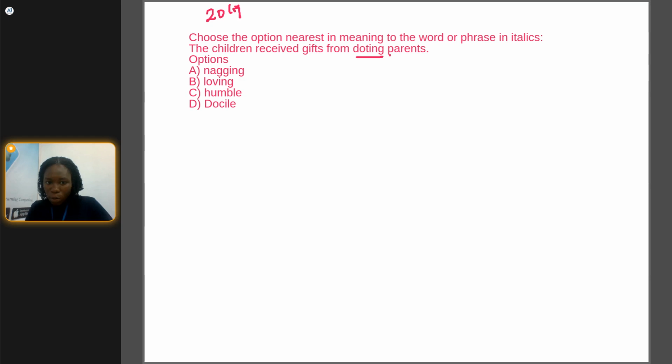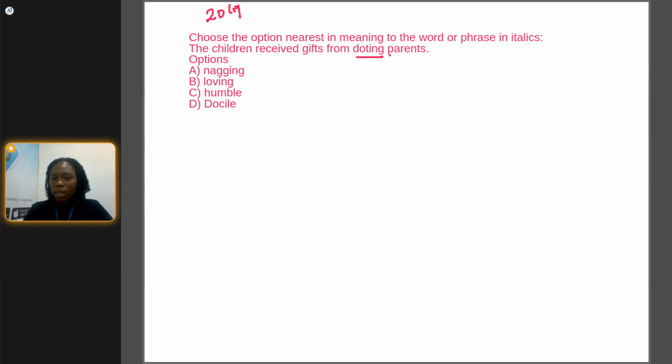You look at the third option. The children receive gifts from humble parents. Does it fit? Humble actually means being modest, but not necessarily affectionate. Being modest doesn't mean that you are affectionate. You could be humble and not affectionate, right? So it doesn't fit in this context.